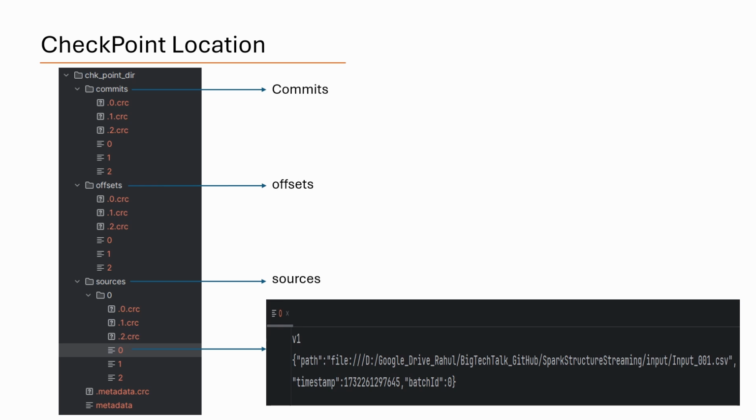In our case, we processed input file 001 from the input folder in batch 0, which is mentioned in the file 0. In case of a failure, Spark can recover and resume processing from the last checkpoint state. This prevents data loss and ensures data consistency.